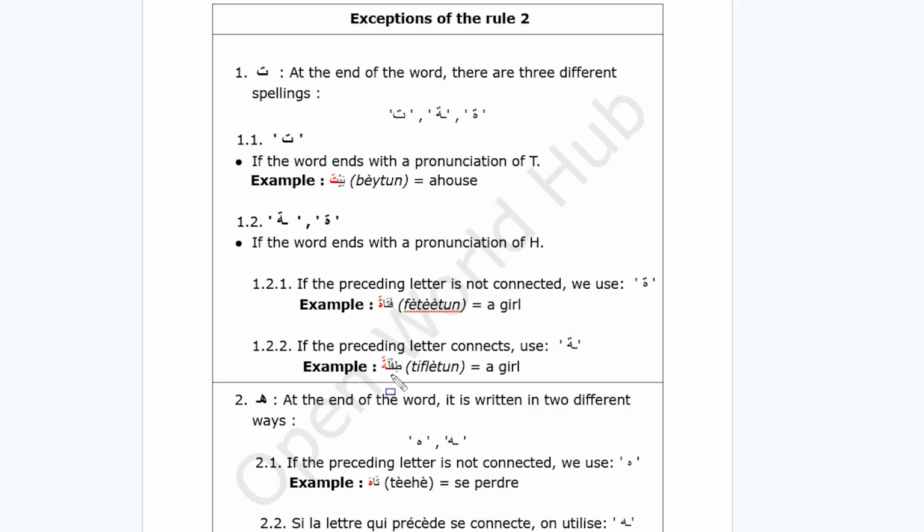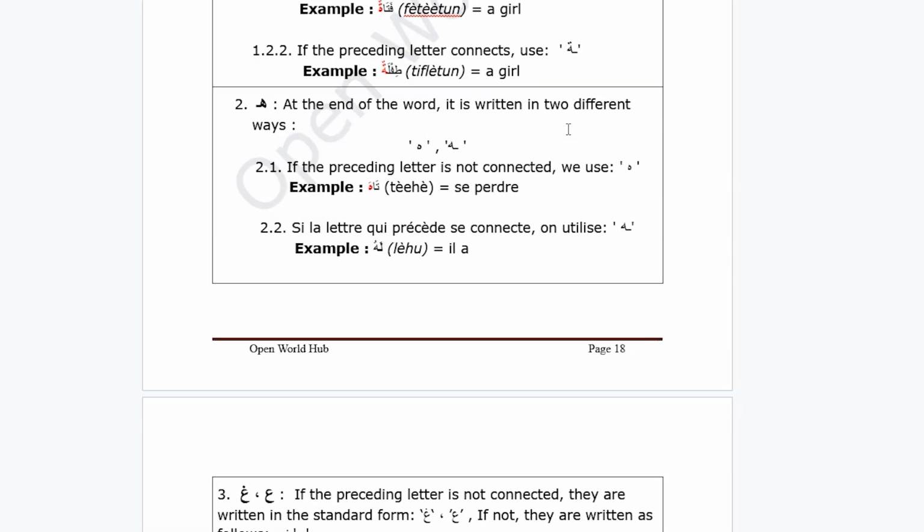So I will repeat the rules of T. T is used as the same standard form if the pronunciation ends with T. Else, it can be written like this if the pronunciation at the end is H and the letter that comes before is not connected at left, or like this form if the pronunciation is H at the end and the letter that comes before it is connecting to the other letters. This is about T.